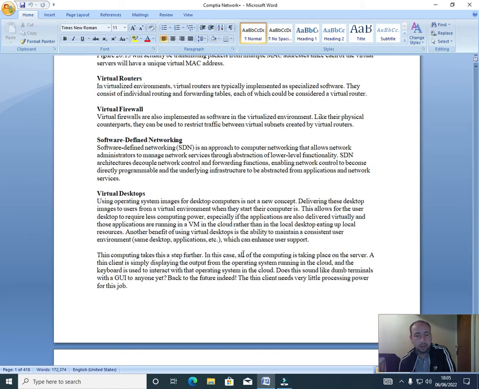Software-defined networking. Software-defined networking, SDN, is an approach to computer networking that allows network administrators to manage network services through abstraction of lower-level functionality.